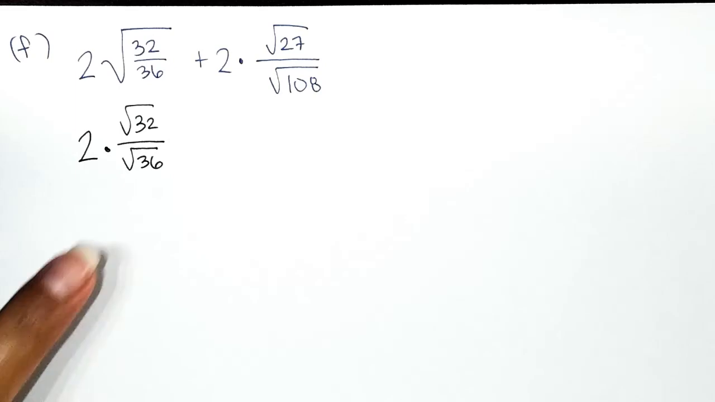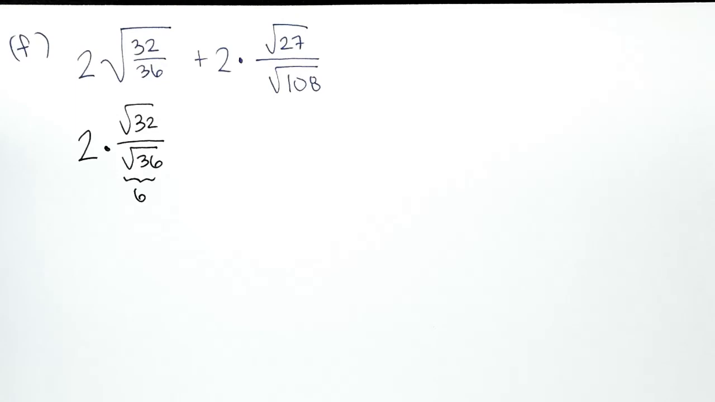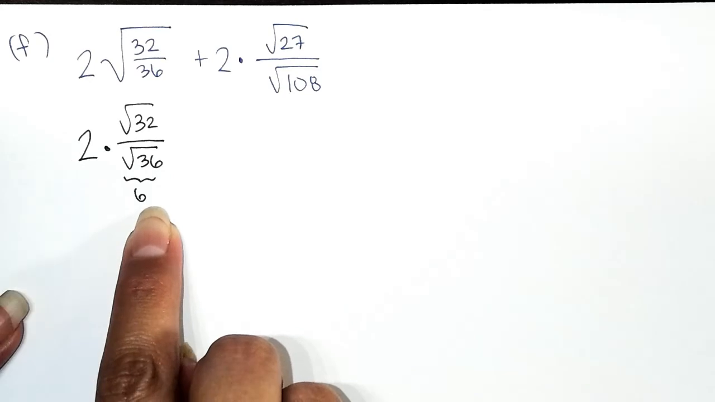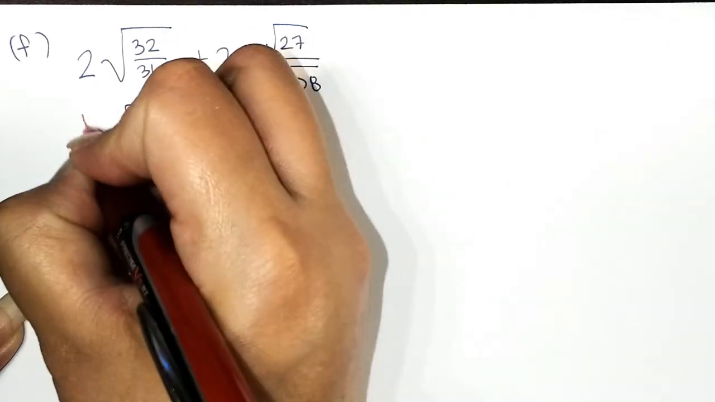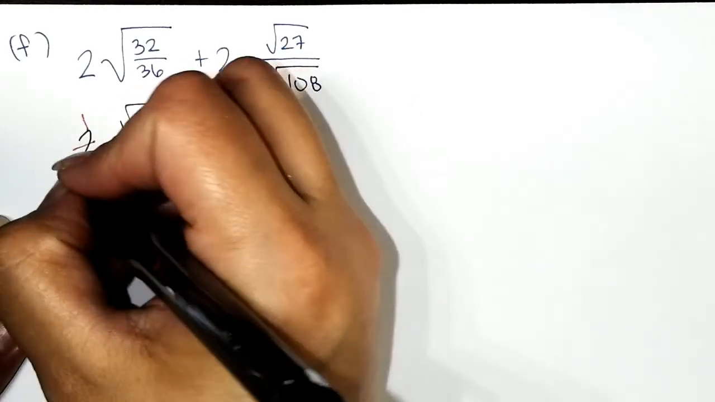So the square root of 36 will simplify to 6. That is nice. And while we're at it, why don't we cancel out the common factors? 2 and 6 have a common factor of 2. 2 goes into itself once and into 6 3 times. Okay, this is a lot for me, so let me go ahead and write down what we have.